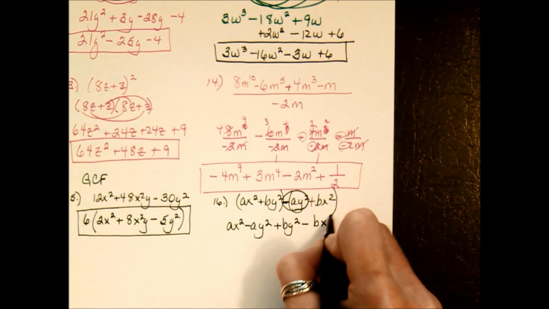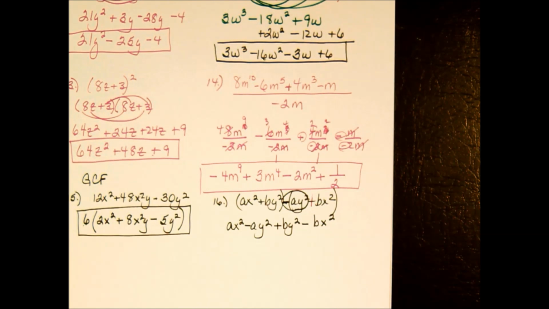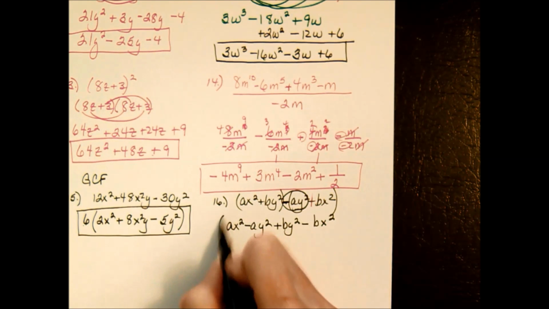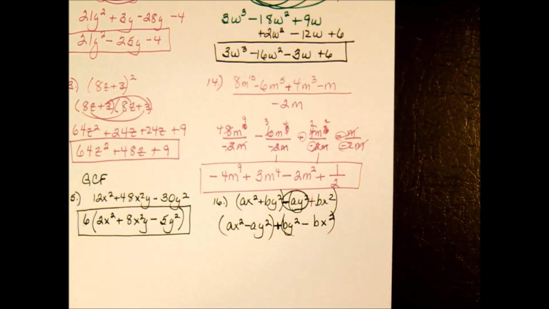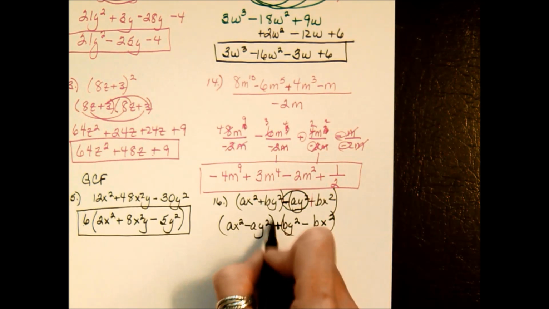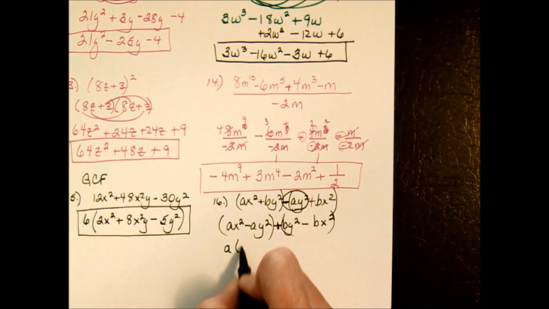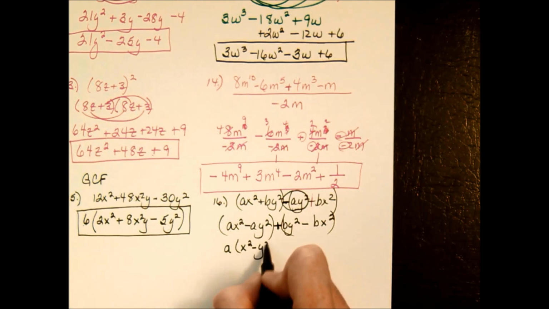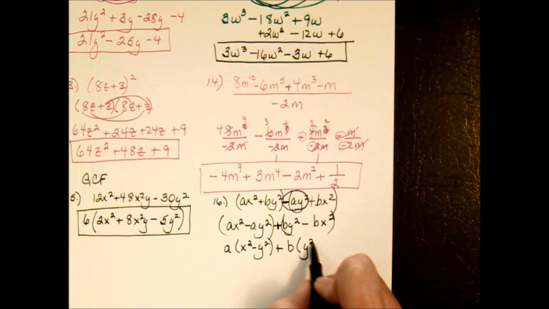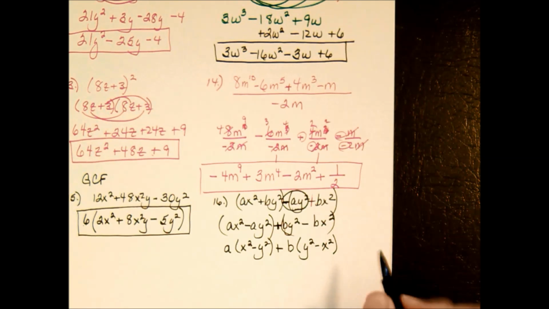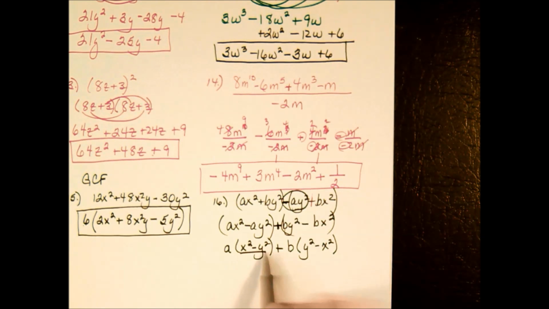So this one kind of has an extra twist to it. Now when I group them, I don't need to change that sign because it's a plus in between, and I can factor out the common factor here of a, and I'm left with x squared minus y squared. Bring down your plus. Here I have a b, and I have y squared minus x squared, and we have another problem because these two don't match. So what do we do about that? That is a good question.